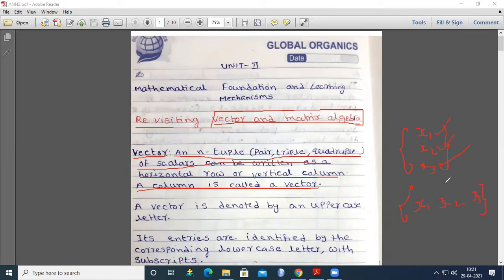So what does a vector mean? A vector is an n-tuple of scalars, which can be written as a horizontal row or vertical column. Normally we represent vectors as columns. A vector is denoted by an uppercase letter, for example capital V equals x1, x2, x3, and we call this a vector. I hope you all understand the definition of a vector.